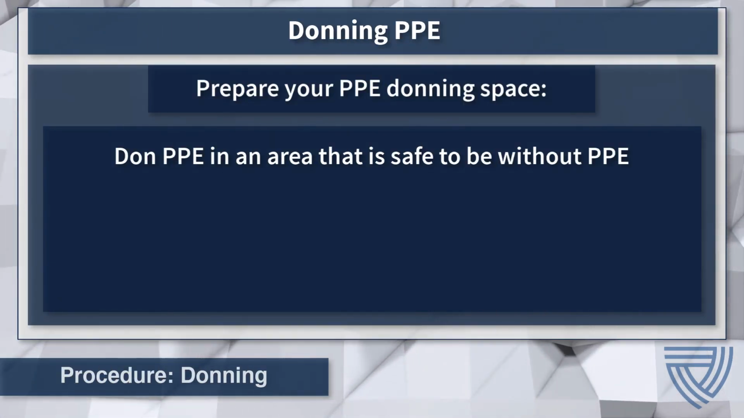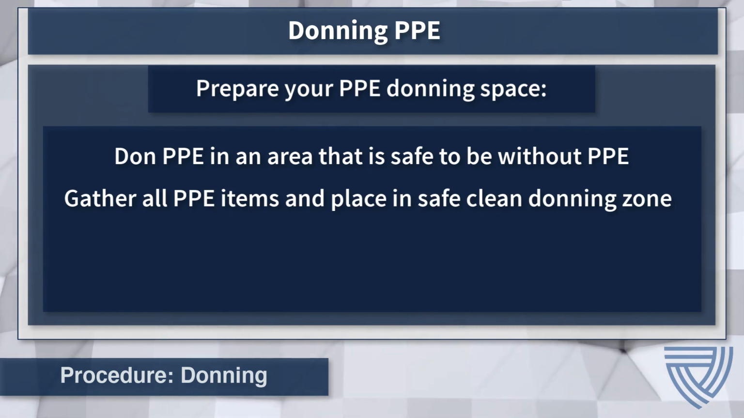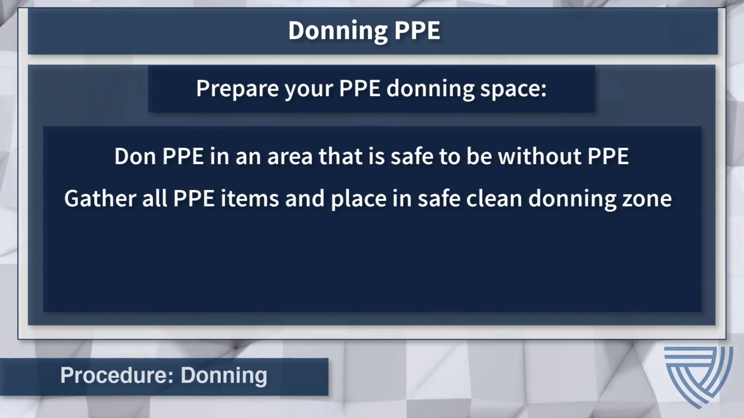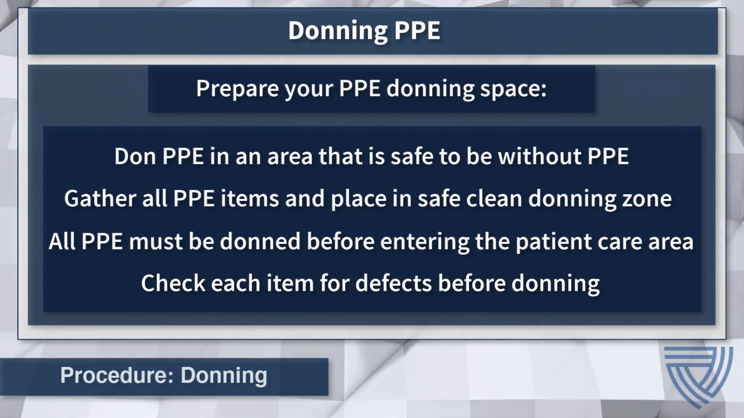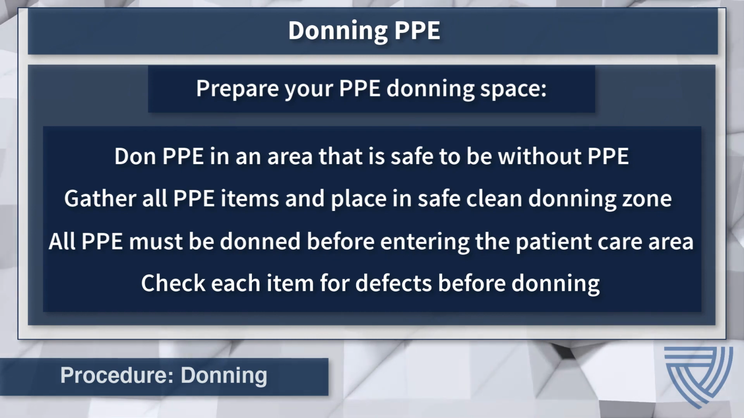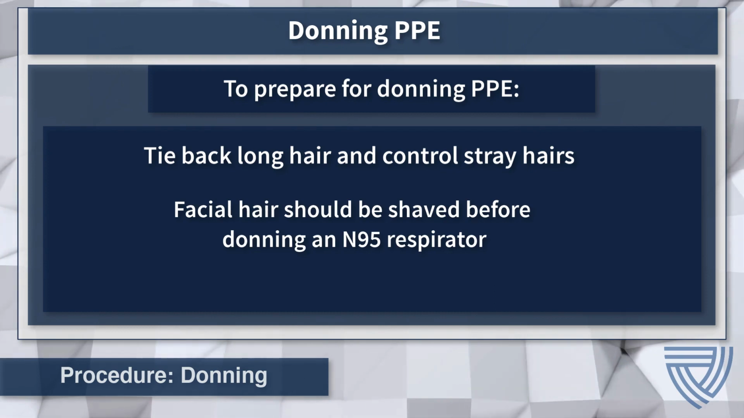Donning personal protective equipment should occur in a space where it is safe for personnel to be without PPE. Gather the PPE items that will be required from the supply area to have in one location at the start of the donning process. All PPE must be donned prior to entering the patient care area. Check each item of PPE to ensure there are no defects such as rips in the gown seams or creases on the face shield. Staff with long hair should tie it up in preparation to don PPE. Staff with facial hair should shave in order to wear an N95 respirator.